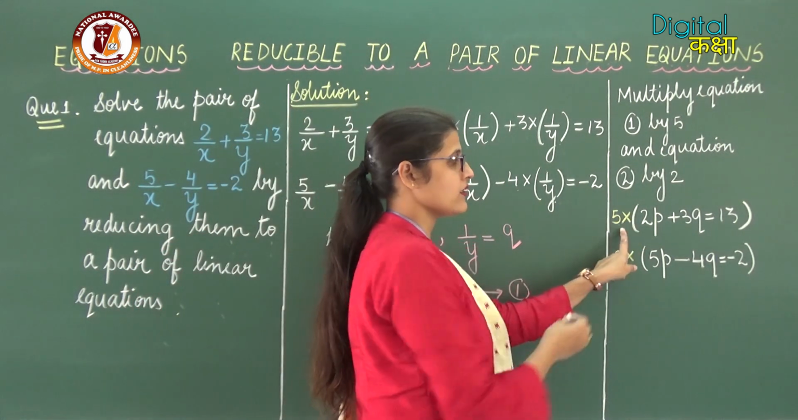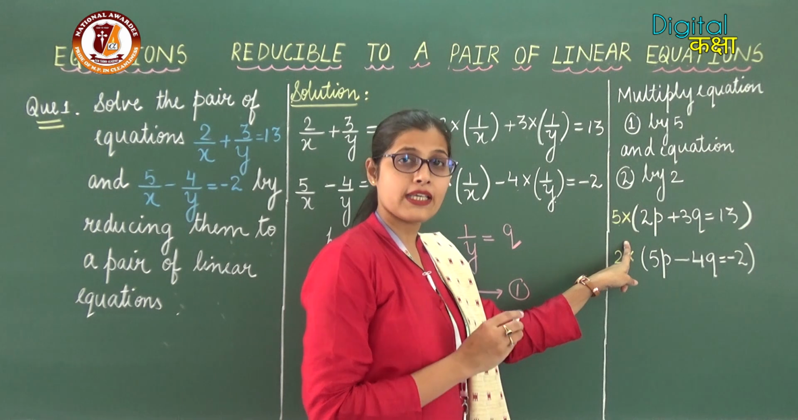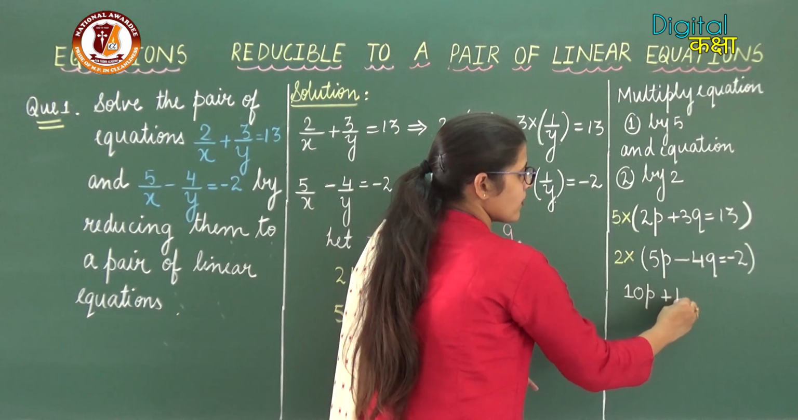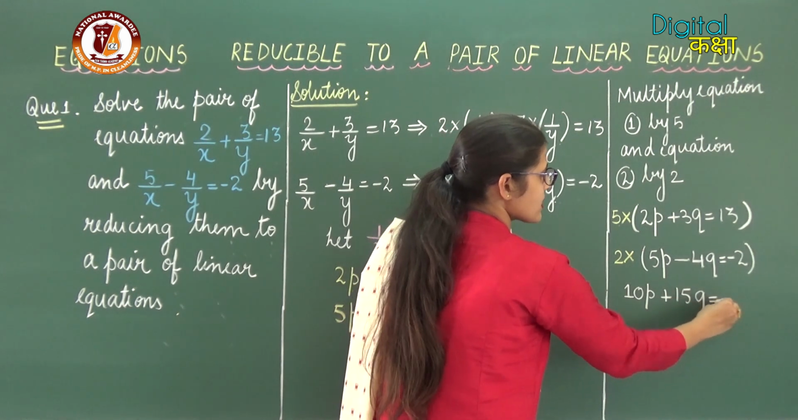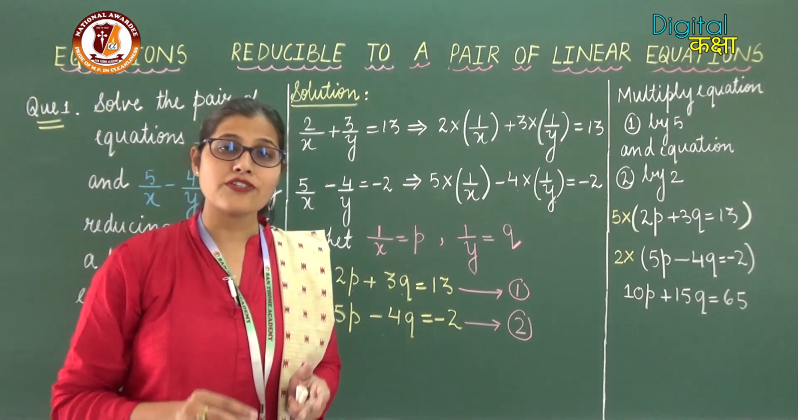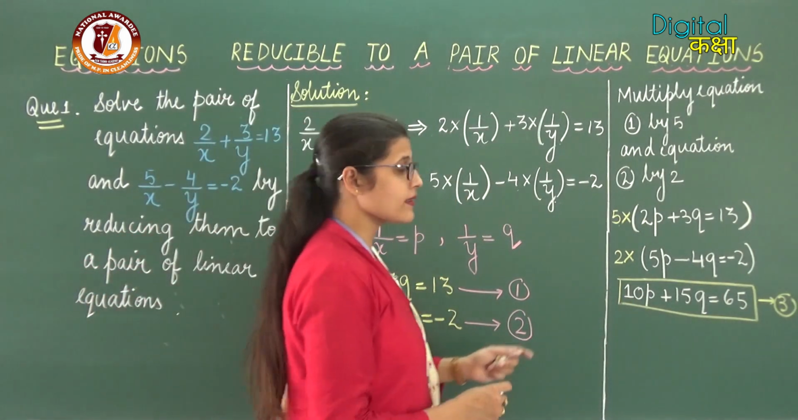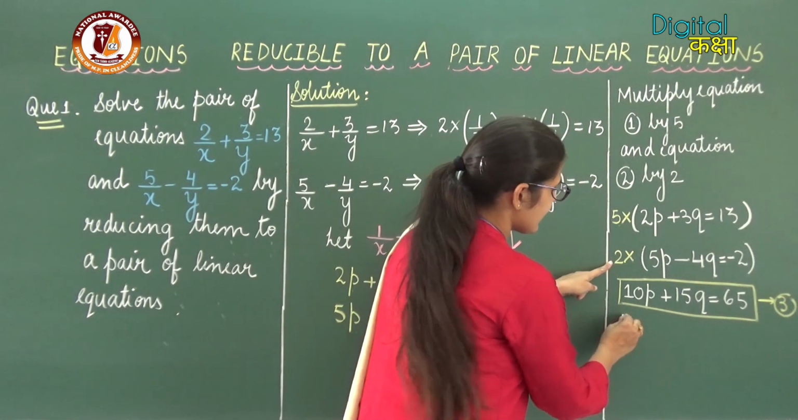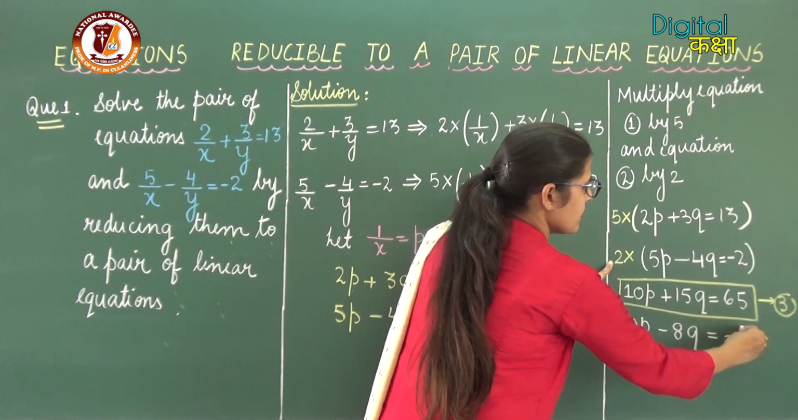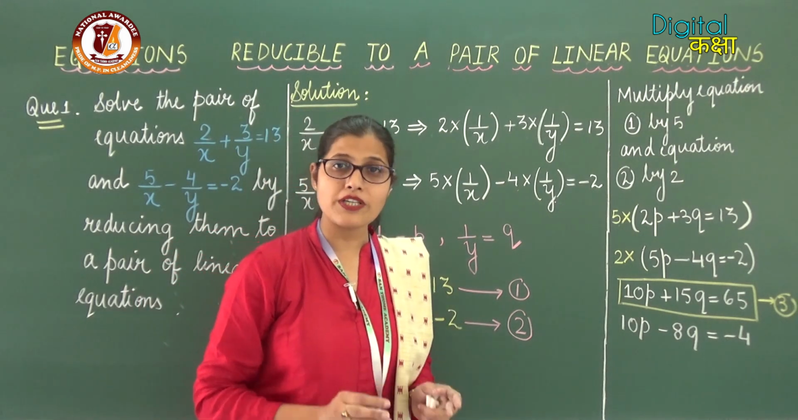On multiplication of the first equation with constant 5, I will be getting my equation as 10p plus 15q equals 65. This I will mark as my equation number 3. And in the next step, I will be getting my equation as 10p minus 8q equals minus 4. Similarly, I will be marking it as equation number 4.